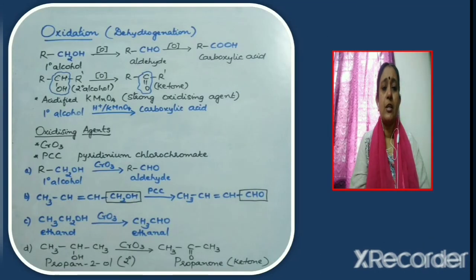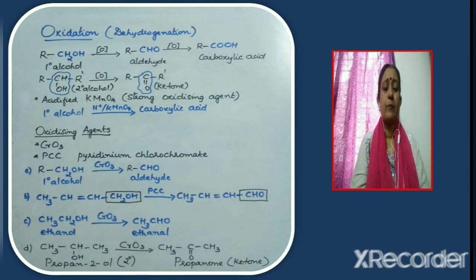Another reaction given by alcohols is oxidation reaction. It can also be regarded as dehydrogenation reaction. Oxidation here is considered as removal of hydrogen. A primary alcohol RCH2OH on oxidation gives an aldehyde RCHO, which on further oxidation gives a carboxylic acid RCOOH. Here the carboxylic acid produced will have the same number of carbon atoms as the primary alcohol taken.